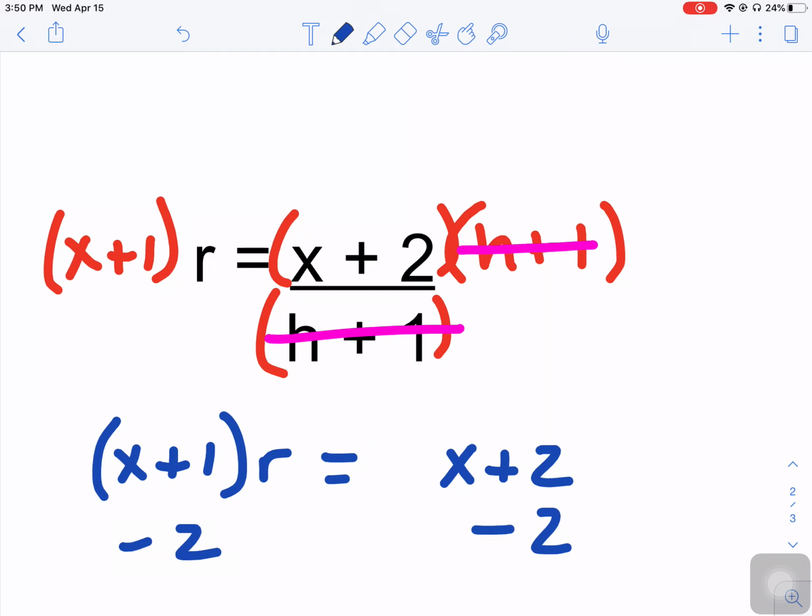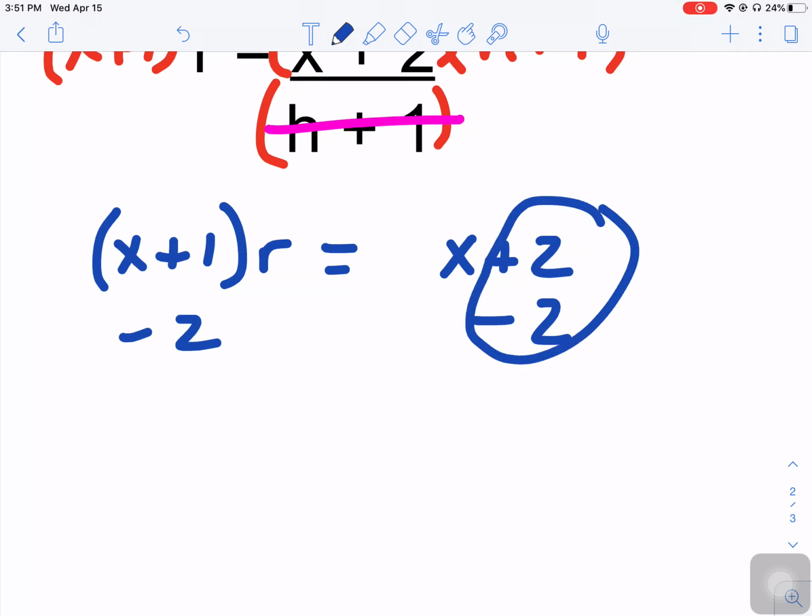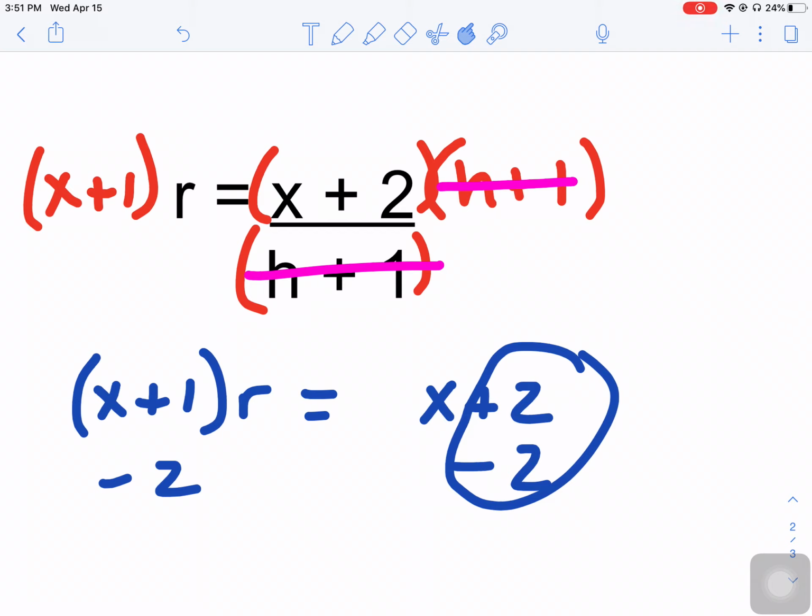And whatever I do to one side of the arrow, I have to do to the other side of the arrow. So I think this is going to cancel out, and we're going to be left with x all by itself. And I made a mistake. Checking my work as I'm going along. This should have said h plus 1.